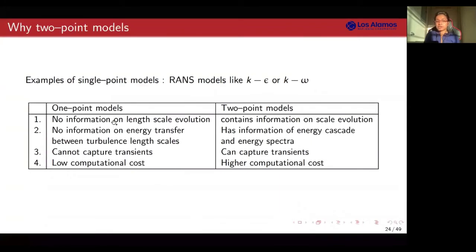And because they have no information on scale evolution, one-point models cannot describe energy transfer or energy cascade, but two-point models can describe energy cascade and energy spectra. And because of this, one-point models cannot capture transients, but two-point models can. One advantage of one-point models is that the computational cost is lower, but in today's age where computation is becoming increasingly cheaper, it is worthwhile to invest in two-point models.